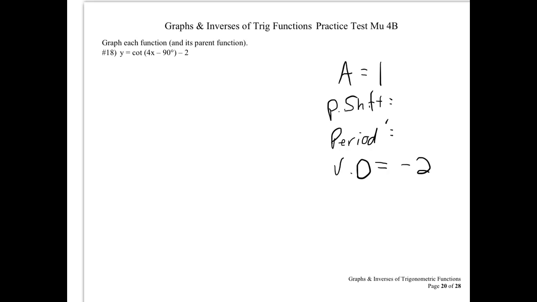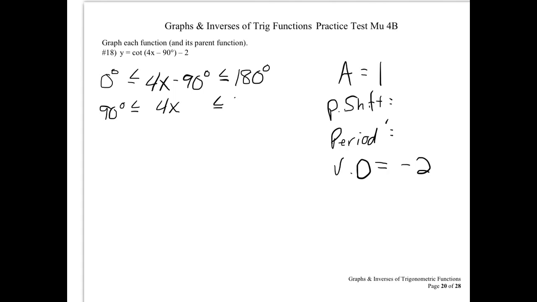To find my phase shift and new period, I take the angle I'm given, 4x minus 90 degrees, and put it in the center of a compound inequality. On the left is where the parent of cotangent begins, and on the right is where one period ends. I then want to get x by itself. I am going to add 90 degrees to the left, to the middle, and to the right of this compound inequality. I'm then going to divide the left, middle, and the right by 4.